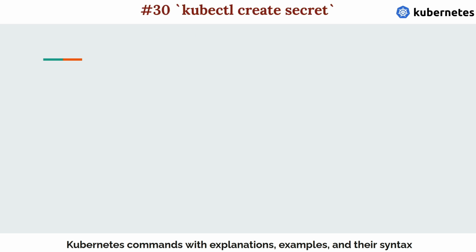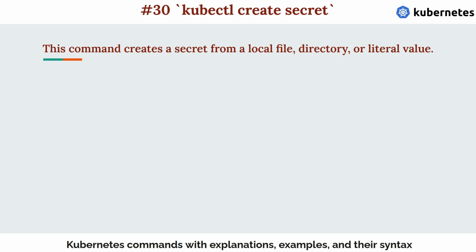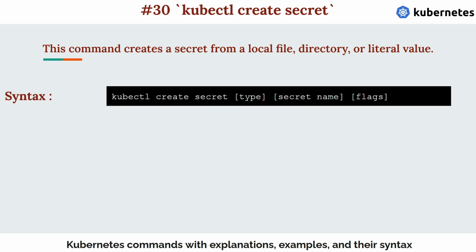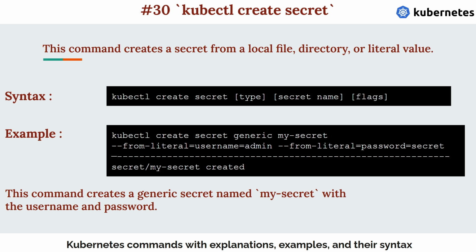This command creates a secret from a local file, directory, or literal value. Let's see the syntax. The usage of the kubectl create secret command starts with the kubectl create secret keyword, then type, secret name, and flags. This command creates a generic secret named mySecret with the username and password.